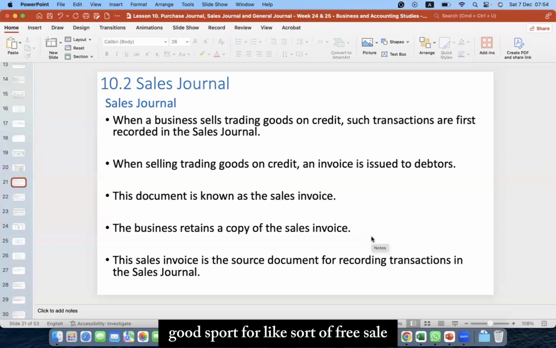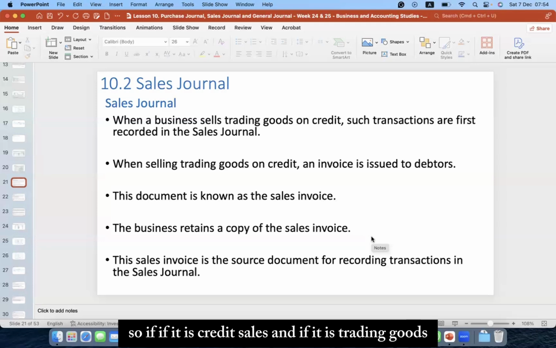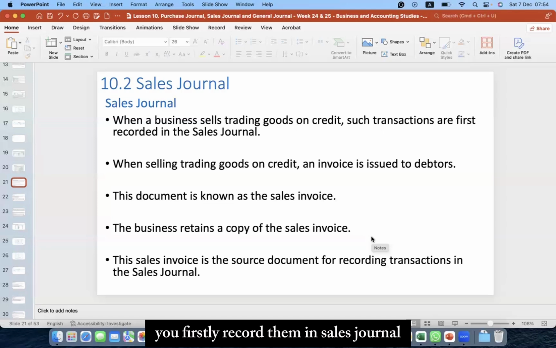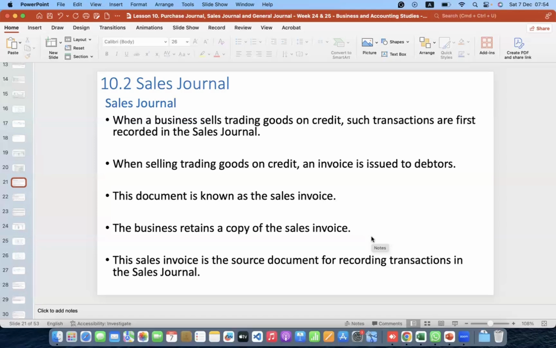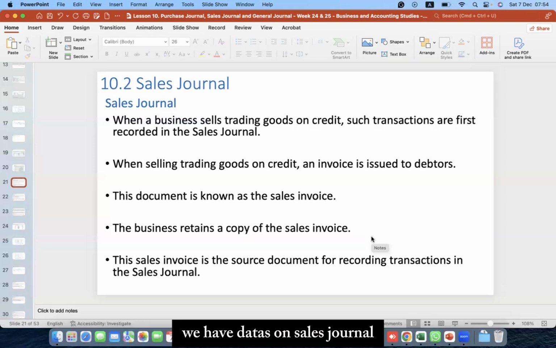Goods bought for sort of resale. And then the next thing is these things are credit sales. So if it is credit sales and if it is trading goods, you firstly record them in sales journal. And similar to how we had creditors on the purchases journal, we have debtors on sales journal.